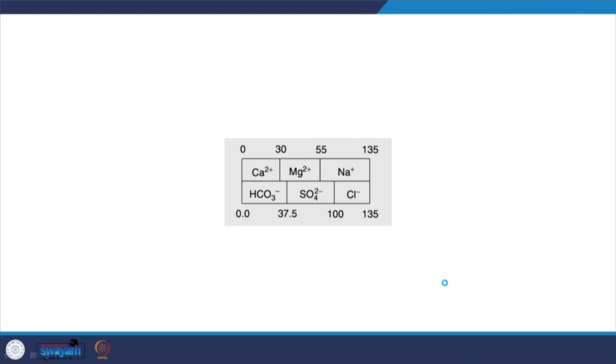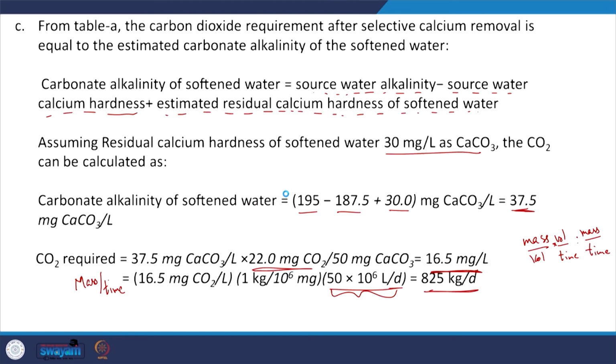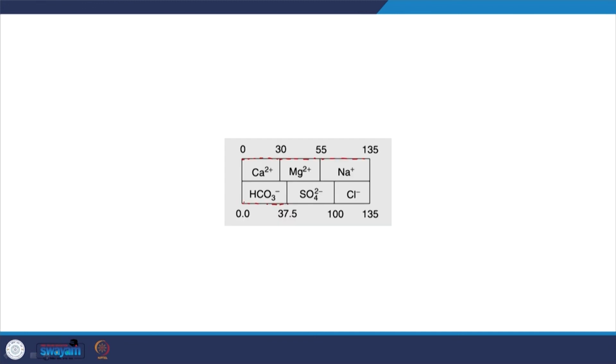And then the final bar chart. This is the residual calcium. Magnesium we never removed, sodium too we never removed. After bubbling in the carbon dioxide, the carbon dioxide requirement is 37.5. SO4 2 minus and Cl minus we never touched. So this is the final bar chart that represents the constituents there.